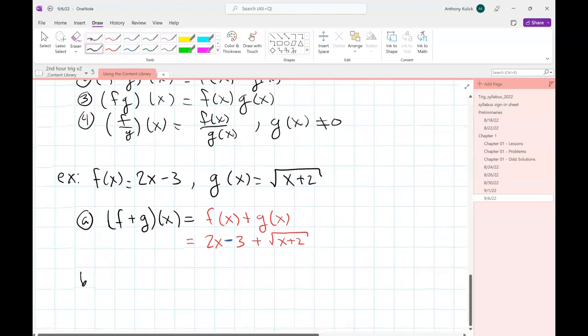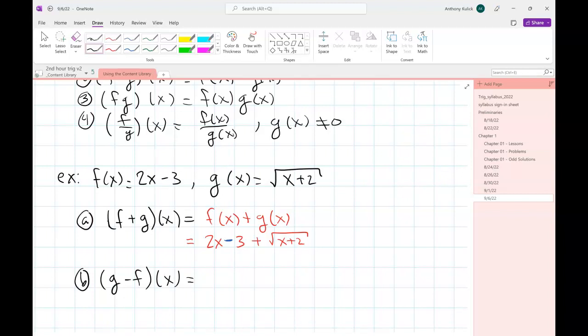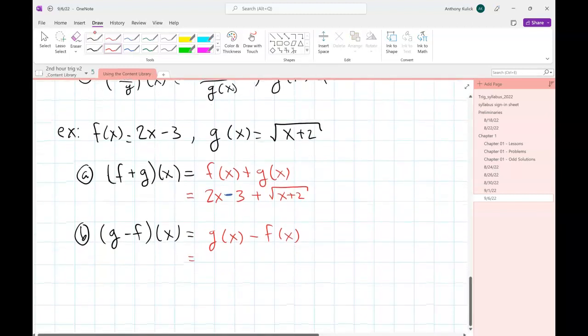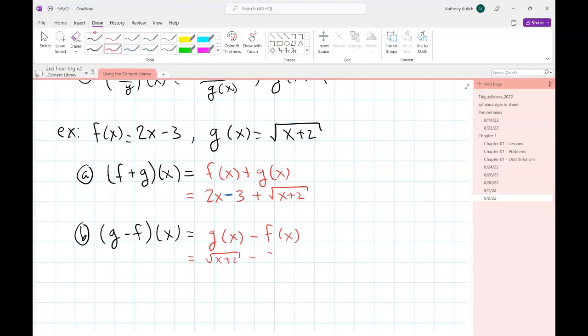All right, let's do some more examples, just kind of the same sort of stuff. Although Mr. Kulik's going to try to trick you with algebra here. So what if we want to do g minus f of x? Well, if I use my definition above, I can just write g of x minus f of x, right? And if I plug in what those things are, that's square root of x plus 2 minus 2x minus 3.